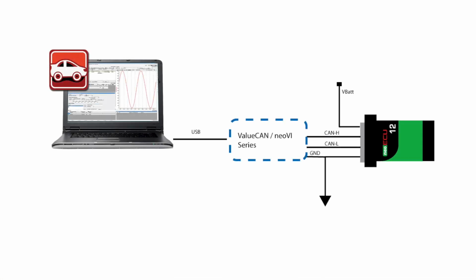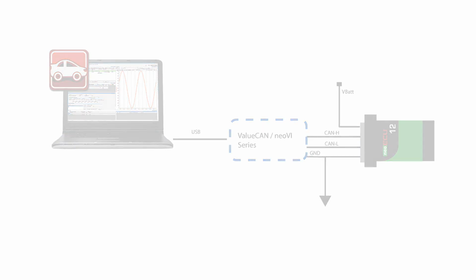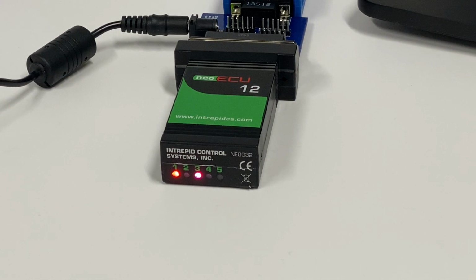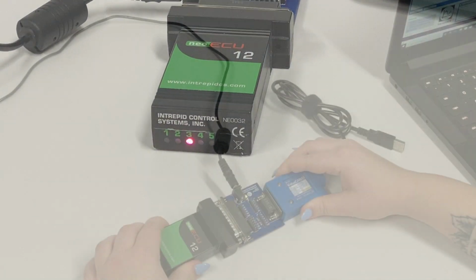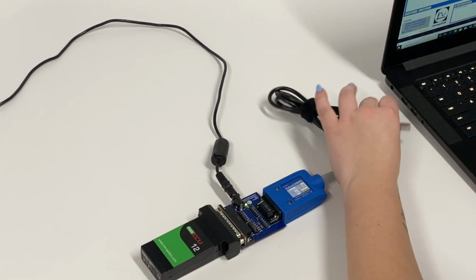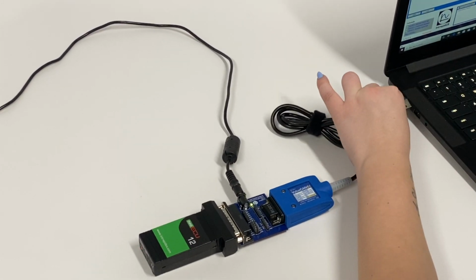To configure your device, you will need to connect the HS-CAN1 channel of the neoECU 12 to your neoVI or ValueCAN device. Instead of making your own cable, for this video we are going to be using the neoECU 12 programmer board. The Intrepid programmer board gives you easy access to the pinouts using GPIO headers and a DB9 connection to attach your ValueCAN 4-2.